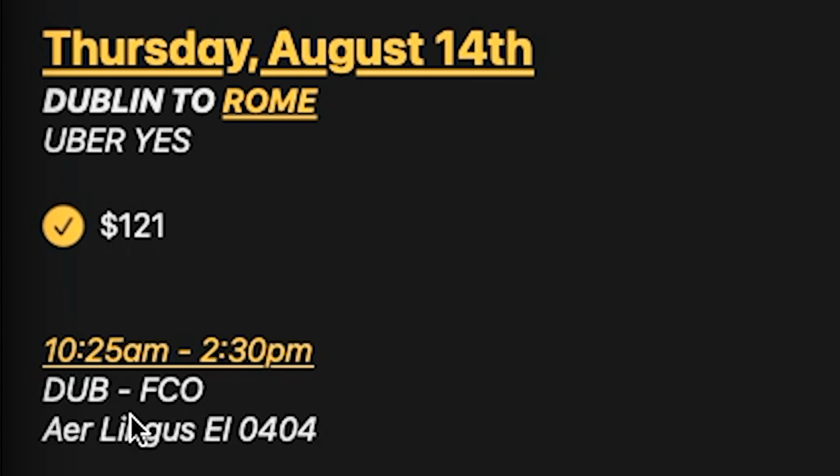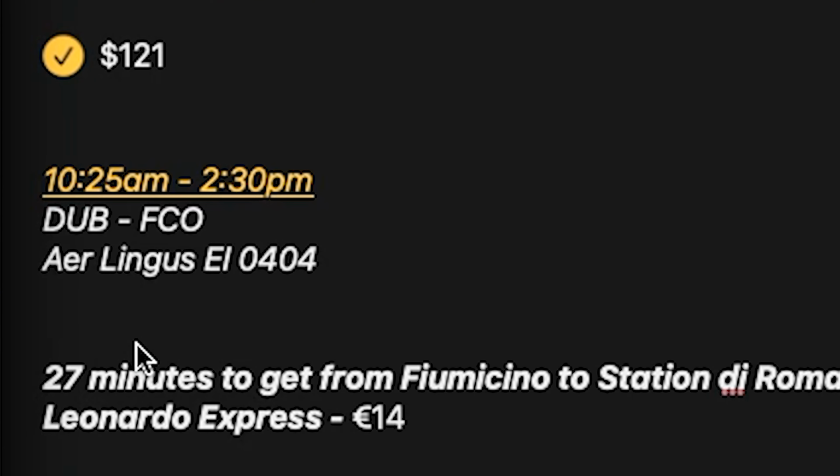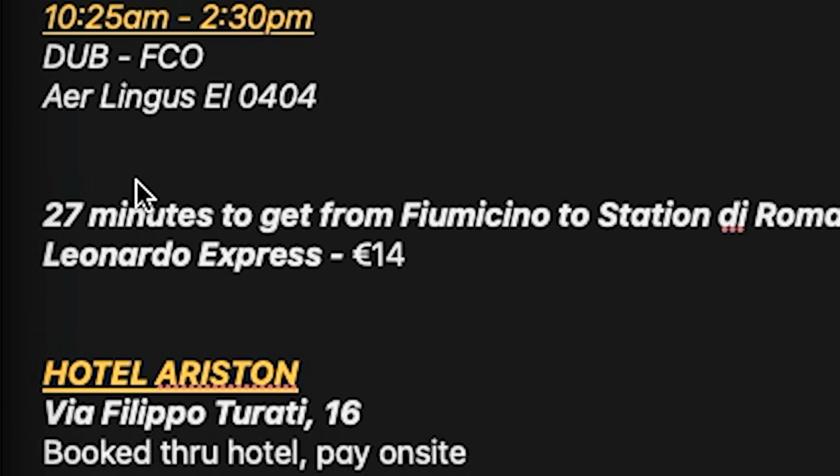So hypothetically, you fly into Rome, you get on the train, 27 minutes later, and 14 euros, you're at the front door of the Hotel Ariston. So in this scenario, you get to Rome, it's 2:30 in the afternoon, 30 minutes. It's like 3:15 when you get to the hotel.